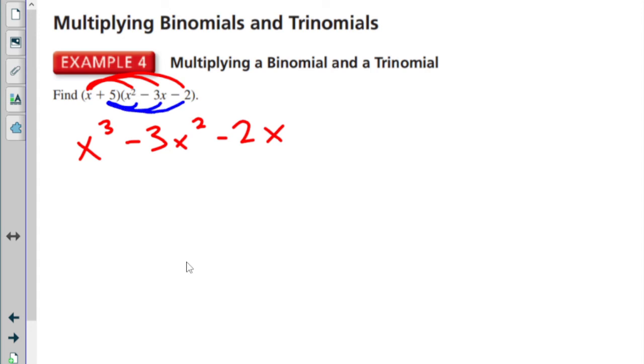We're going to distribute the 5. Positive 5. Make sure the sign goes with it, but it's just positive. So positive 5 times x squared, well, that'll just be a positive 5x squared. Positive 5 times a negative 3x is going to give me a negative. 5 times 3 is 15, and we just have one of the x's. And then positive 5 times a negative 2, positive times a negative is a negative. 5 times 2 is 10.